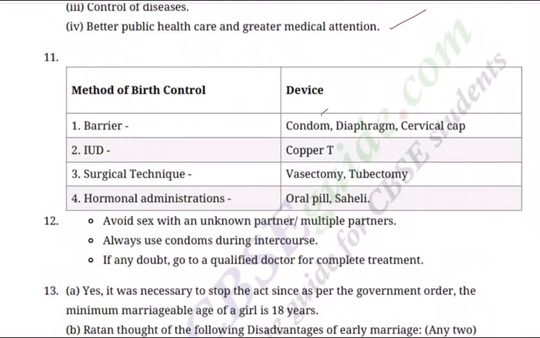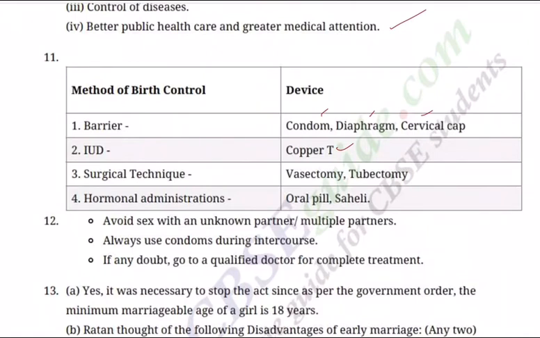Next, question number 11, very important, I said. Barrier methods of birth control: condom is a barrier, diaphragm is a barrier, cervical cap is a barrier. IUD, of course, just now we said, copper T, intrauterine device.